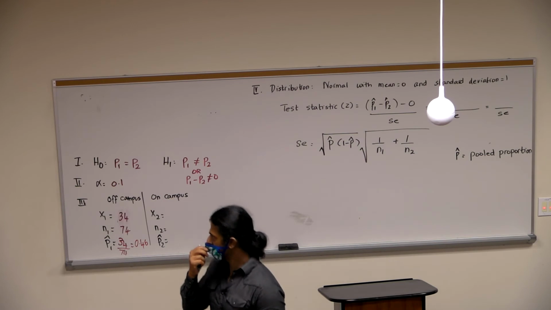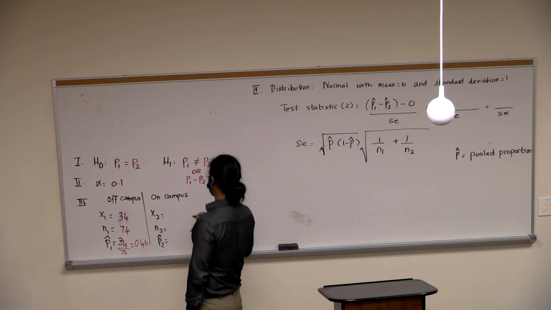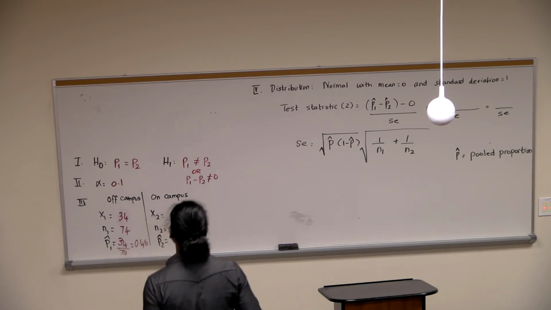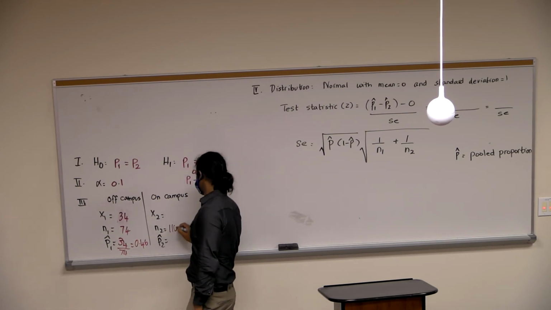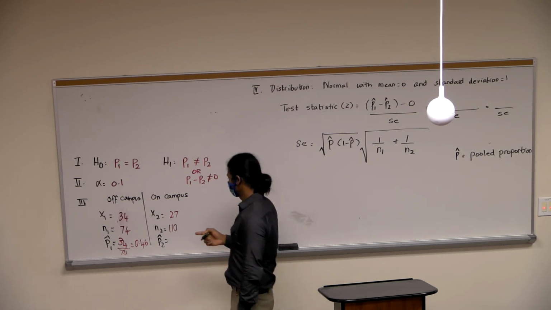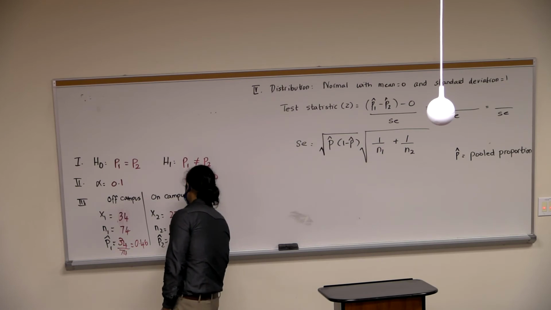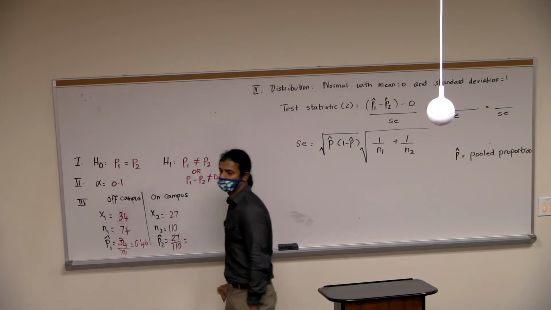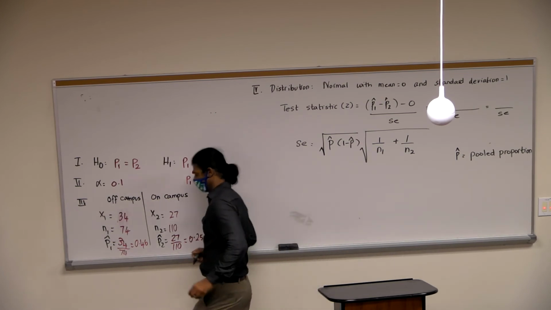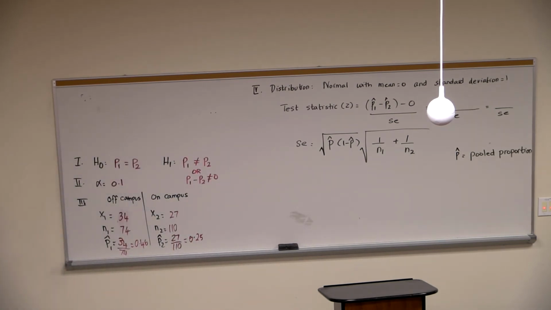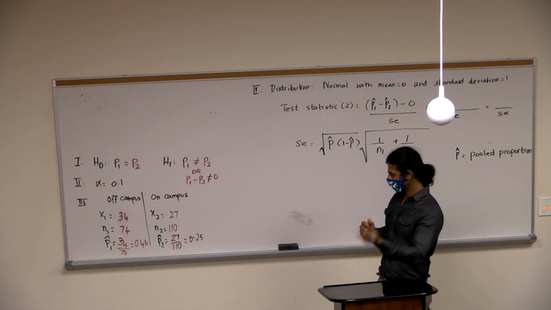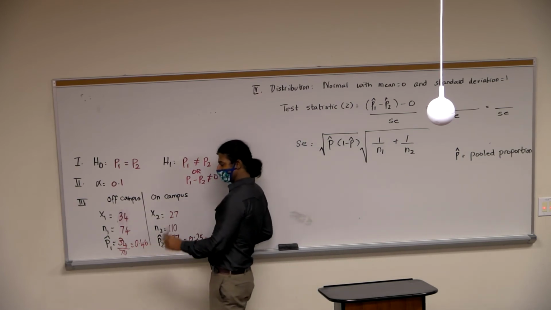And x2 in this case is... No, 110. So n2 is 110. 27 out of 110 responded that they like tea. So p2 hat is 27 over 110. 0.25. Now, just by looking at them, they're not the same, right? 0.46, 0.25, they seem to be different.